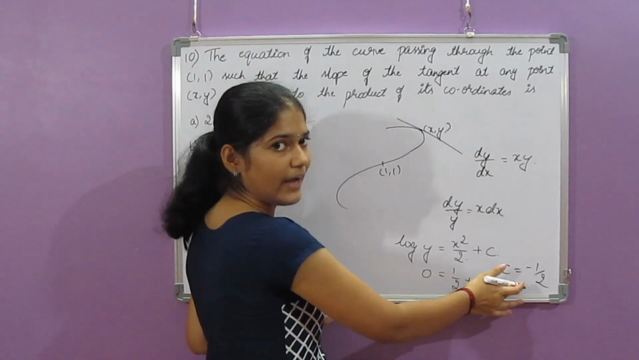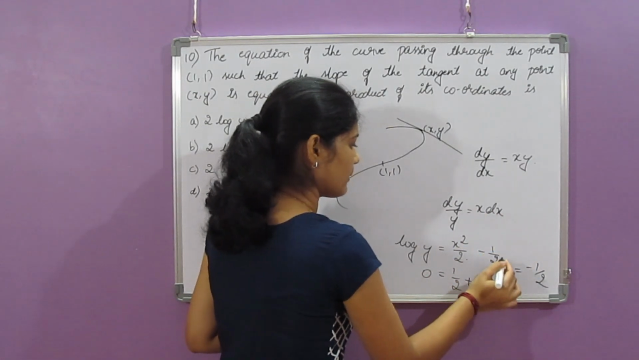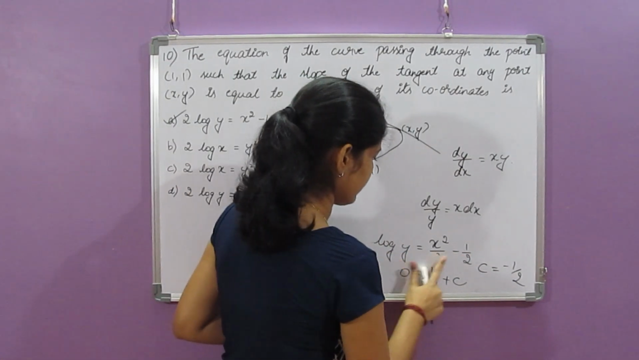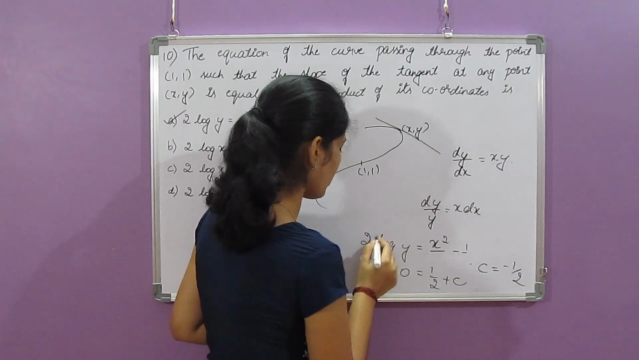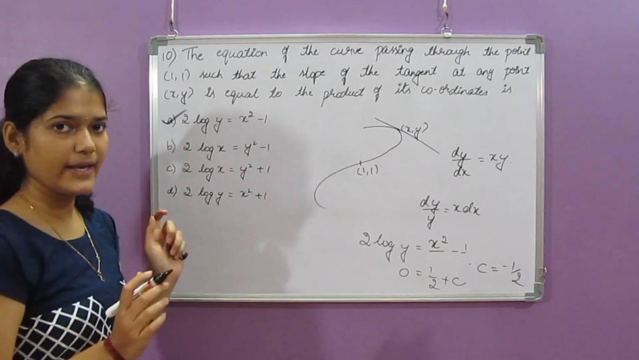If we substitute the value of c in this equation, we will get minus 1 by 2. If we take this 2 to this side, then it will be 2 log y is equal to x square minus 1. So the correct option is A.